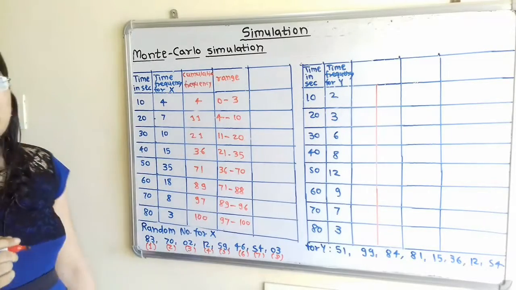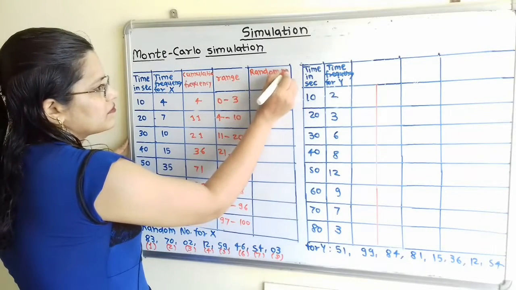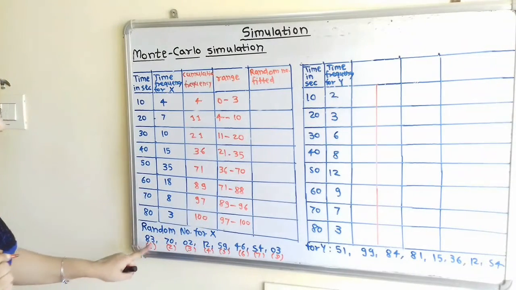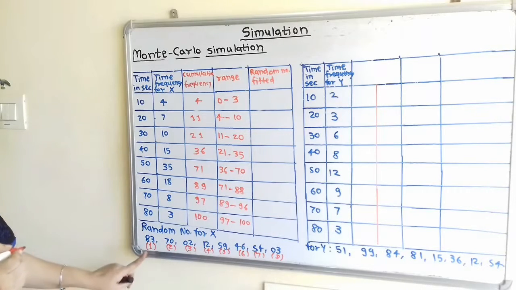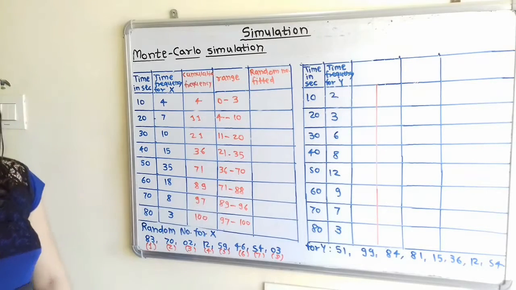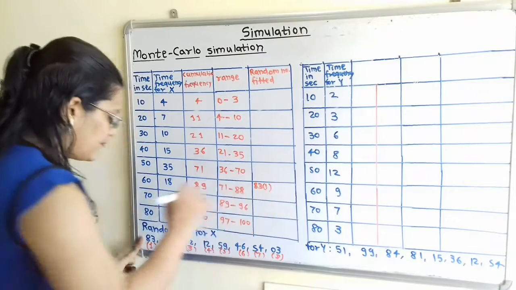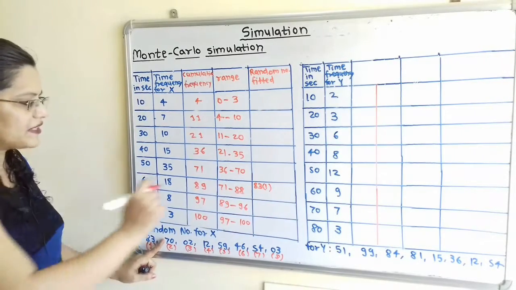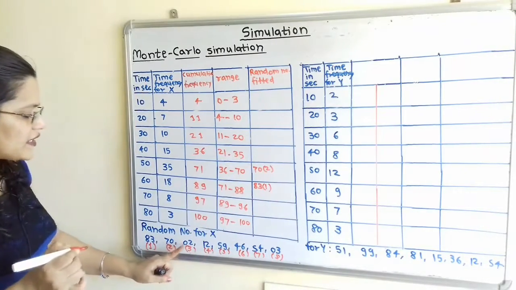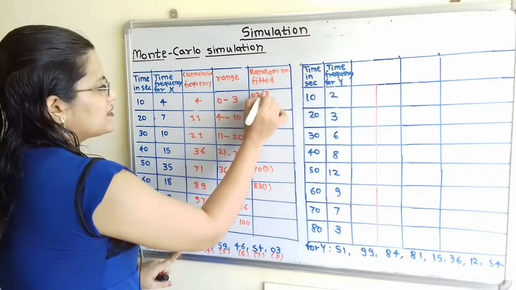Now the next column is random numbers fitted. So how to fit these numbers? The first number is 83. So we will write this with its assigned number. 83 is in between 71 and 88. So I will write here 83 and in bracket 1. Then the second one is 70. So 70 is fitted here, and this is the second number. Then the third one is 2. This 2 is in between 0 and 3 and this is the third random number.